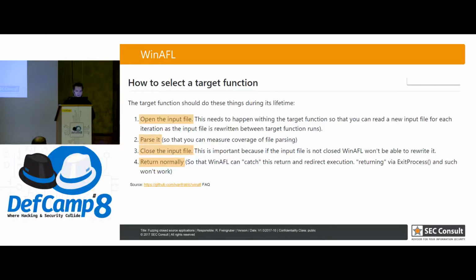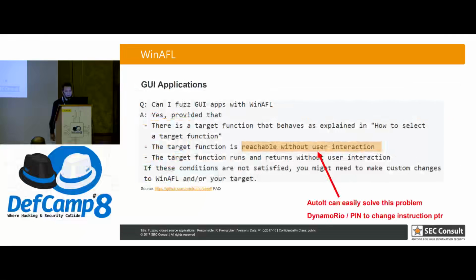And for graphical user interface applications, in the frequently asked questions we can read that they must be reachable without user interaction. So if we want to fuzz an application which has a graphical user interface, where you have to click on a button so that you reach your target functions, you have two possibilities. First of all, you can automate this process with a scripting language like AutoIt. Or I think that the better approach is using DynamoRIO or Pin.